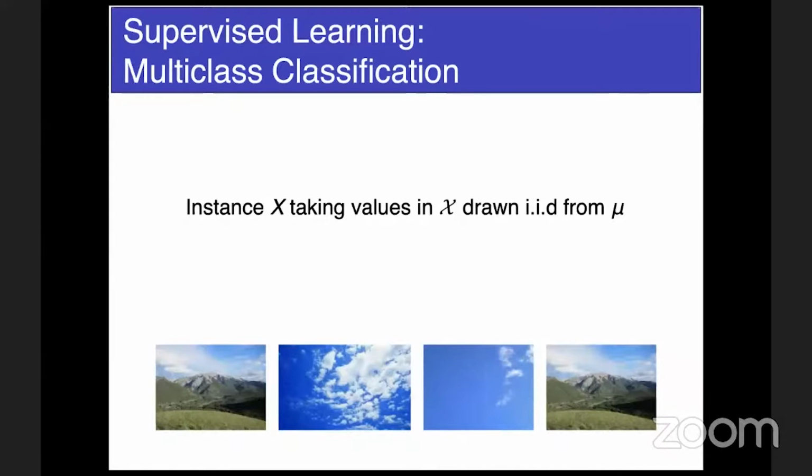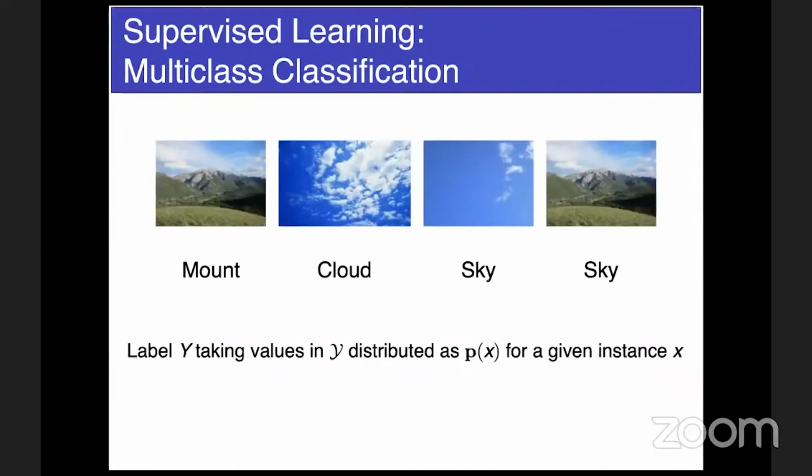These need not be images. Images are just an example here. So let's say you have images coming from some distribution over images. Right? And for each image, you have a distribution over labels. Let's say in this case, you have 3 possible labels. It's either a mountain or a cloud or a sky. Right? So these are the 3 possible labels. For each image, you have a distribution over labels. Note that I'm saying distribution over labels, not a given label.